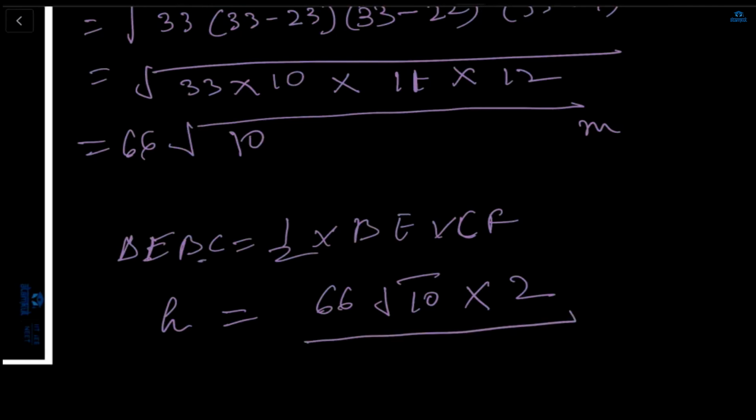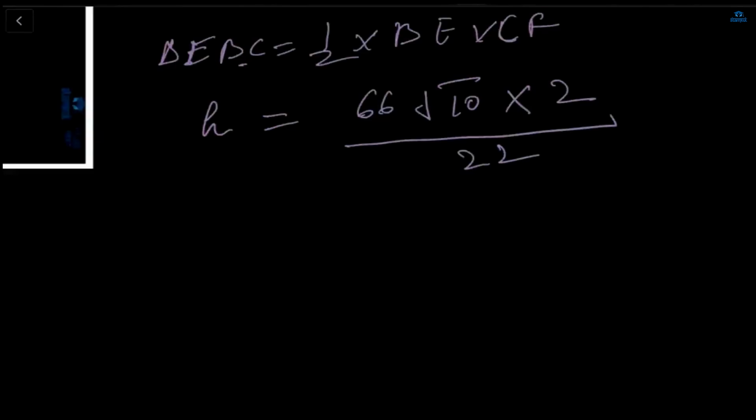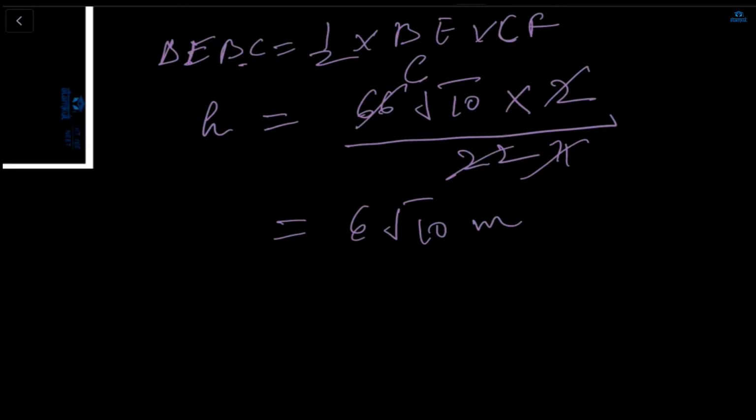Okay. So what is the value of the base? The value of the base is 22. We are using 22 as a base. Now you are going to solve this and you get 6 root 10 meter as the base value. Now what we have to do? We have to find out the area of the trapezium.